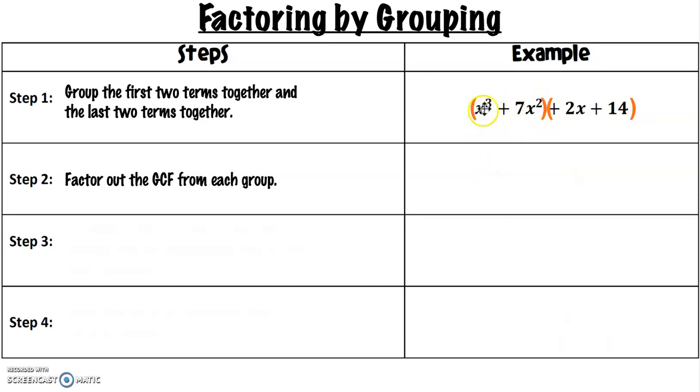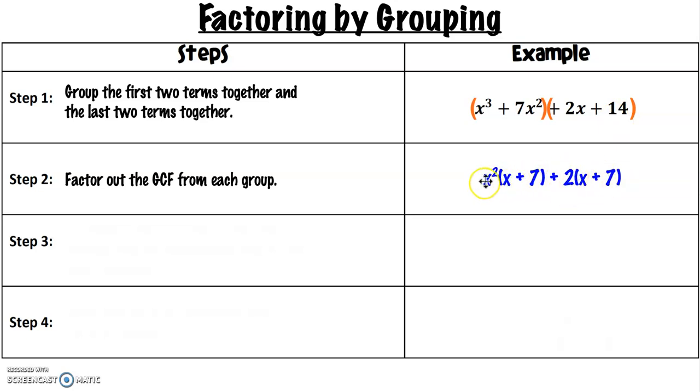In the first group, x cubed plus 7x squared, I notice they have an x squared in common. In the 2x and 14, I notice they have a 2 in common. So in the first group, I'm taking out that x squared. So x cubed divided by x squared leaves me with x. 7x squared divided by x squared leaves me with 7. Then I'm taking out a 2 from this second group. So 2x divided by 2 is x. 14 divided by 2 is 7.